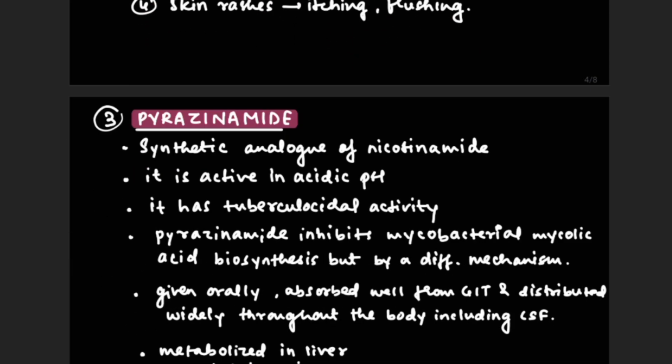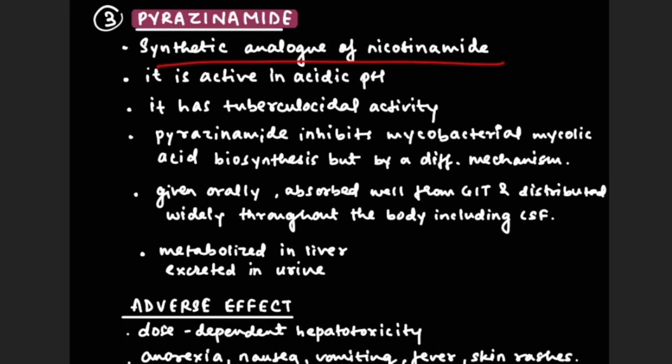Now we are going to see about pyrazinamide. So it is a synthetic analog of nicotinamide and it is active in acidic pH, as well as it has tuberculocidal activity.